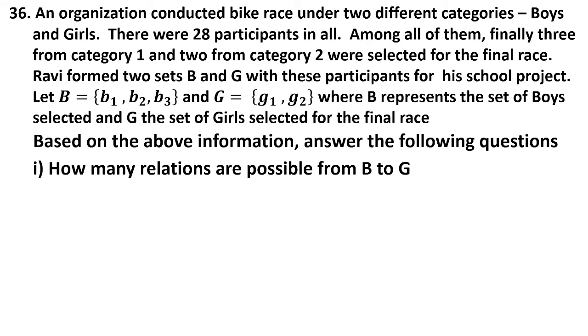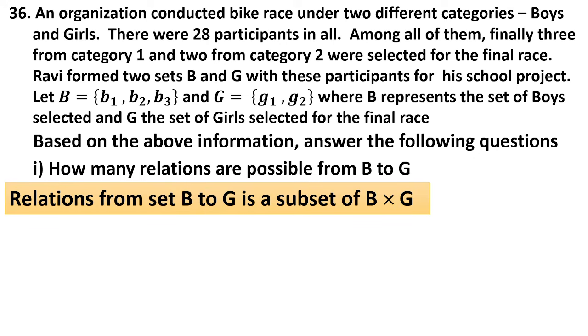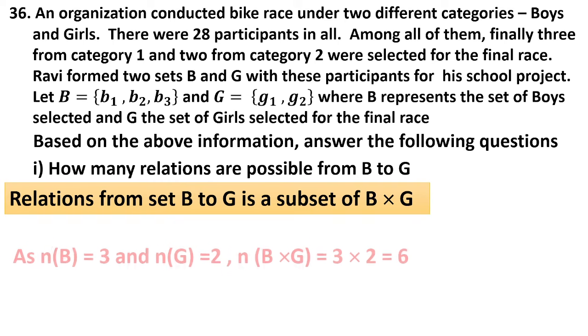You have been given 2 sets and you have to check how many relations are possible from set to set. But recollect the definition of relation. Relation is a subset of the cross product. The number of subsets is equal to 2 power n. These 2 ideas you remember. Therefore first I will find the relation is a subset.